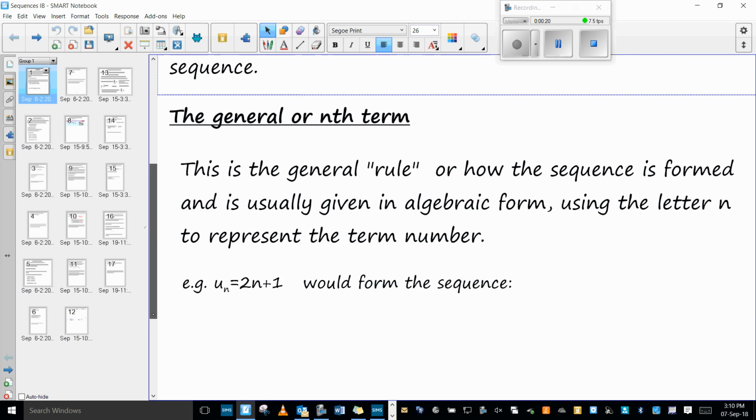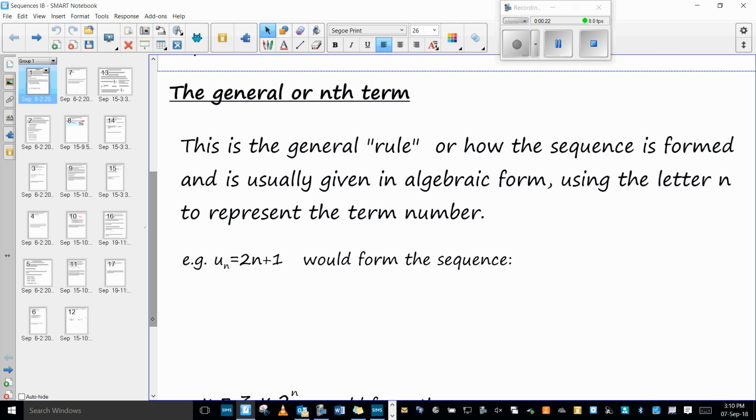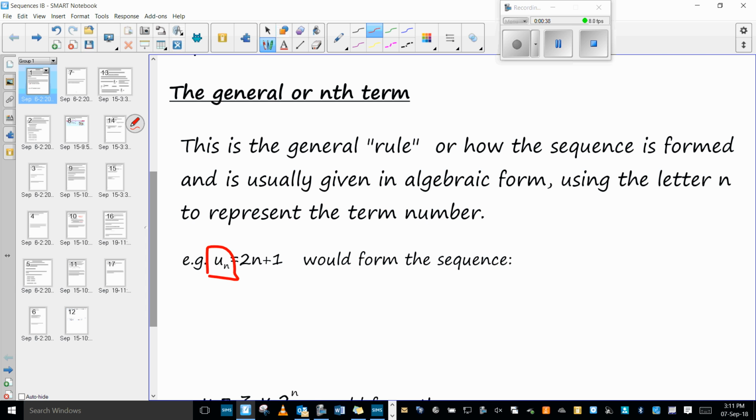Right, general or nth term. You should have heard this phrase before. This is the general rule of how a sequence is formed. It's usually given in algebraic form, using the letter n to represent the term number. So, you will see this un. That's how we show that it's the nth term. So un represents the nth term, and then this is my rule.